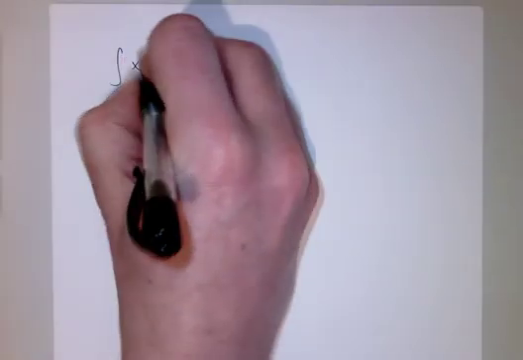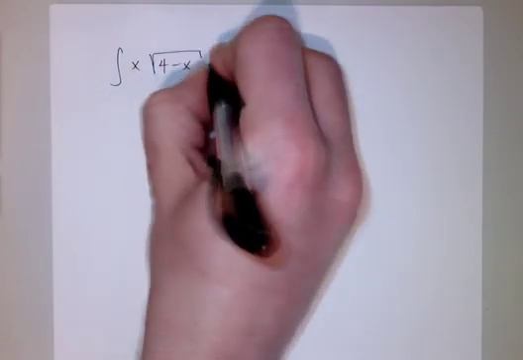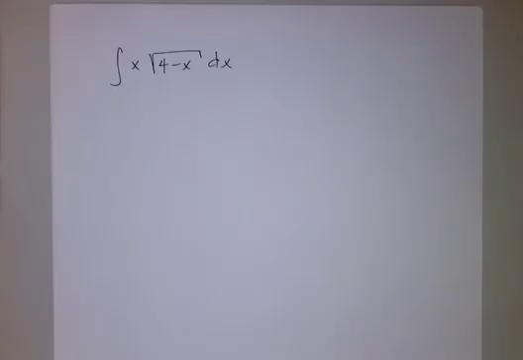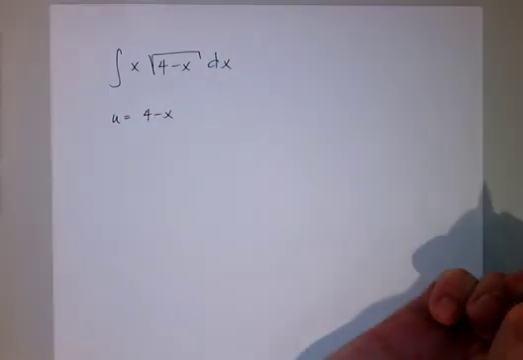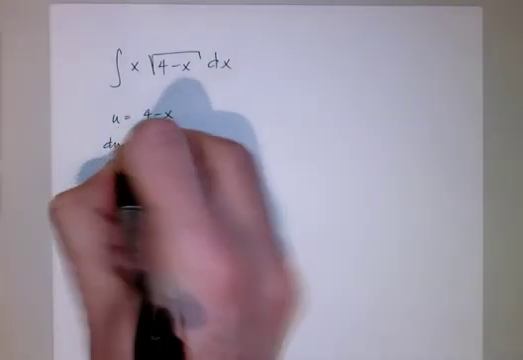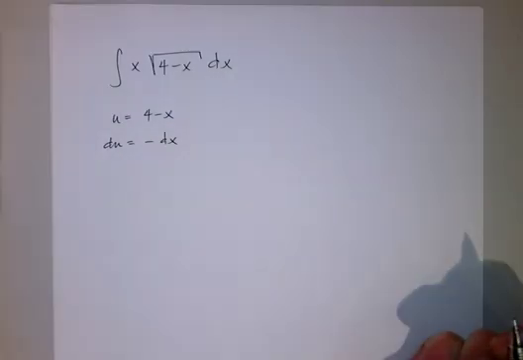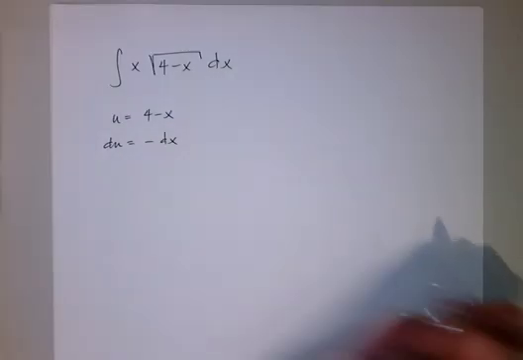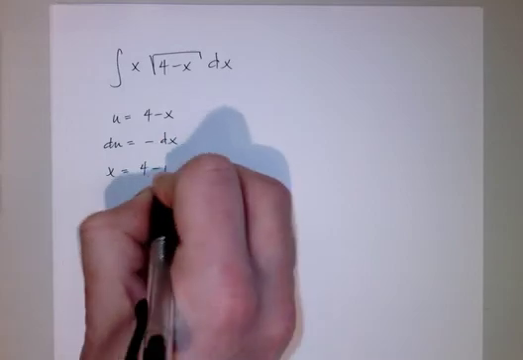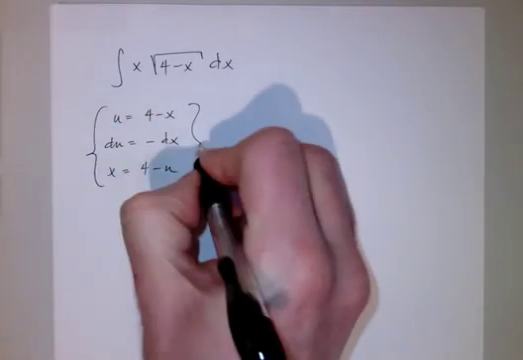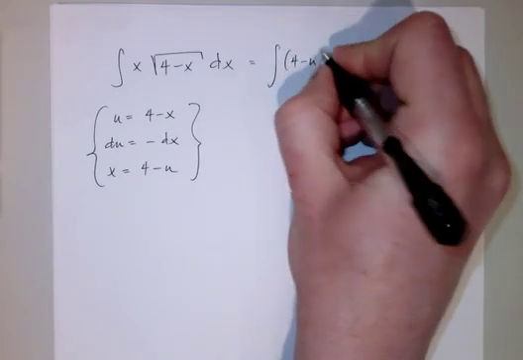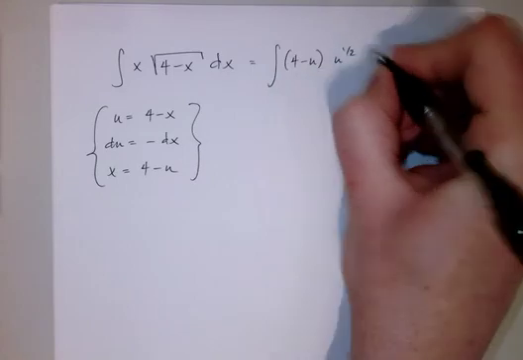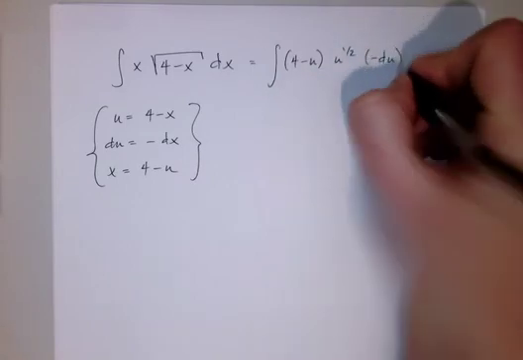So I have x root 4 minus x dx. Now when we have a radical in the integrand, my default should be u is equal to the radicand. And then I have du is equal to negative dx. I have done this before, so I know that x is equal to 4 minus u by back substitution, and therefore I recognize that this is 4 minus u times u to the 1/2, and then negative du.